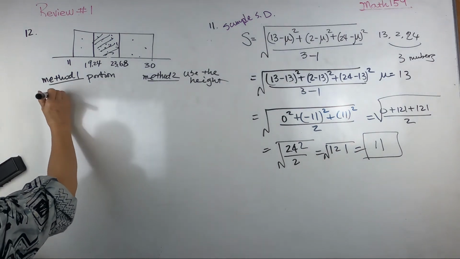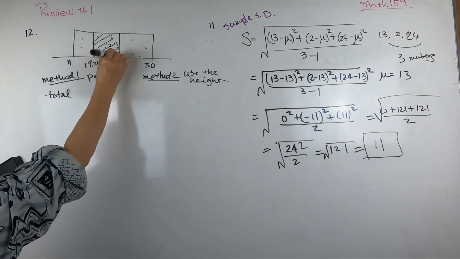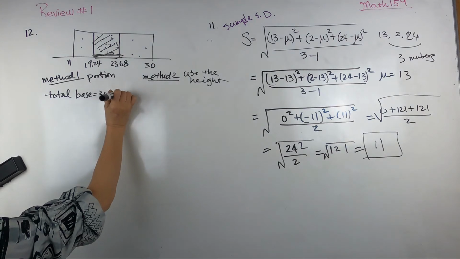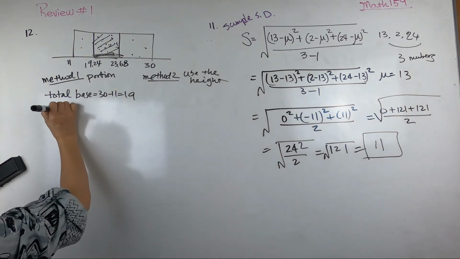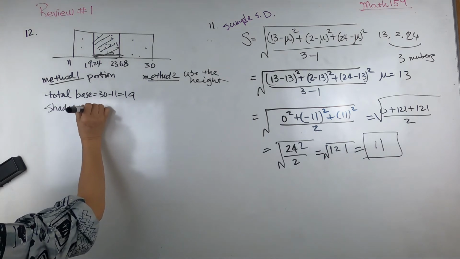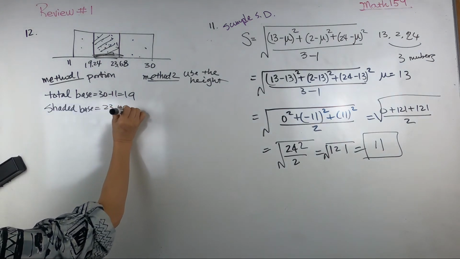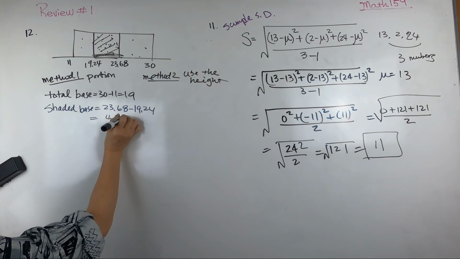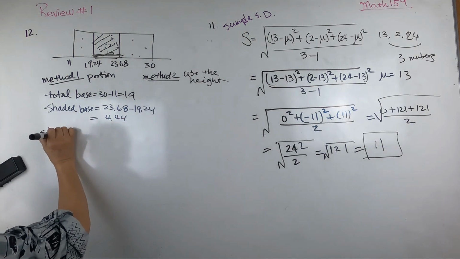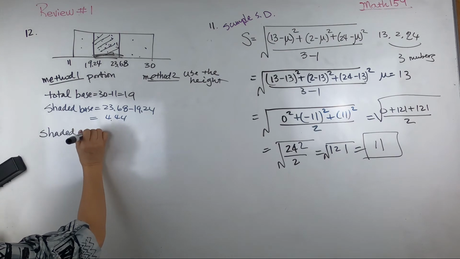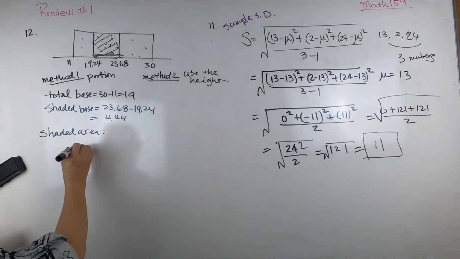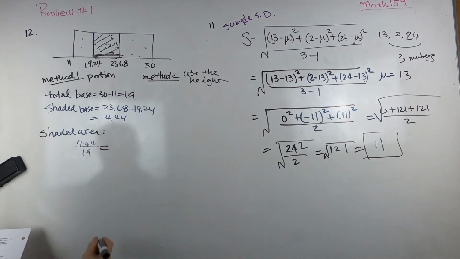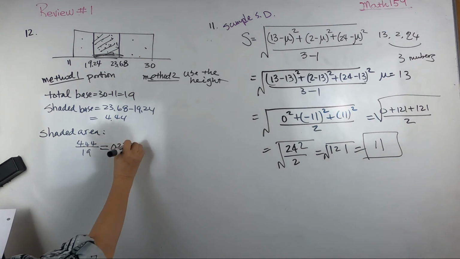So what do we do? We find the total base. So what's the portion of the base, right? Total base is 30 minus 11, which is 19. Then the shaded base is 23.68 minus 19.24, which is 4.44. So the shaded area by the portion, compared to the base, would be 4.44 over 19. Then you use a calculator to divide them, so you should have this number.